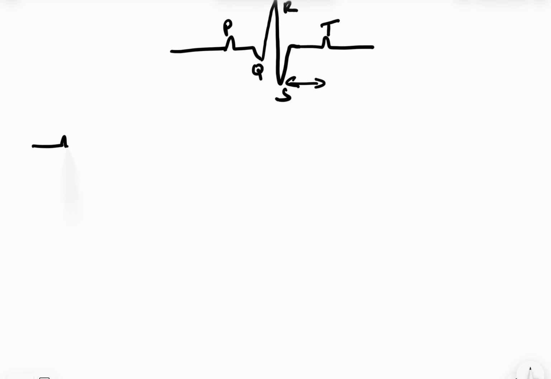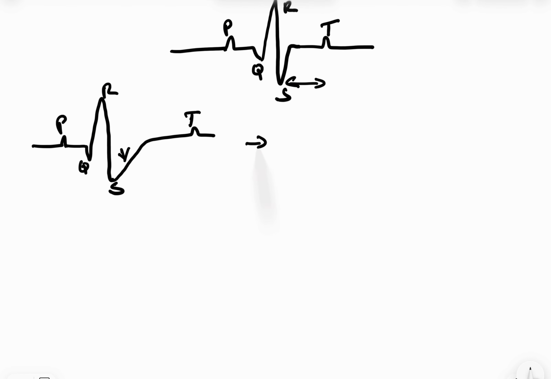P, Q, R, S, T. This is a normal ECG. So in case a patient has a depressed ST segment, what is the ST segment? This is the ST segment. Imagine a patient has a depressed ST segment. It will be like here. P, Q, R, S, T. See that depression here? This is the depressed ST segment.